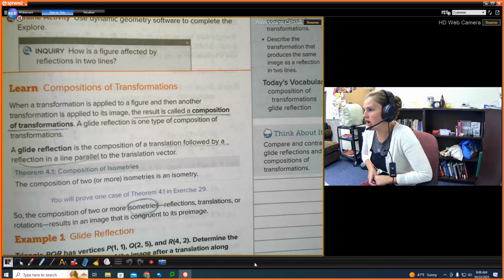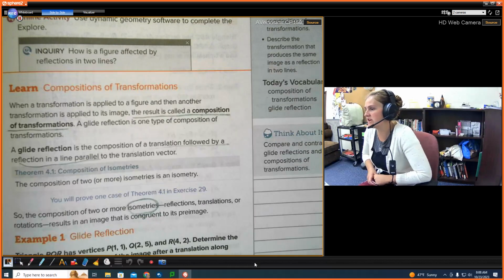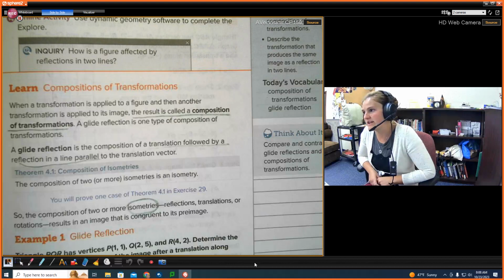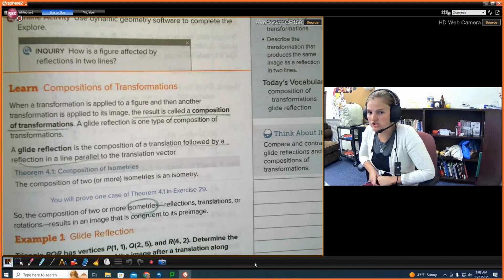So we learned all of the types of transformations last week. We learned that there's rotation, we learned that there's translation, and we learned that there's reflection. So a glide reflection is just a translation and a reflection put together.